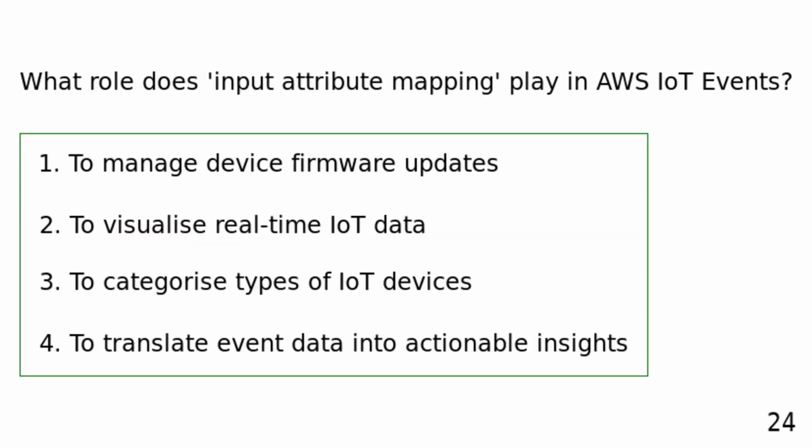What role does input attribute mapping play in AWS IoT Events? To manage device firmware updates. To visualize real-time IoT data. To categorize types of IoT devices. To translate event data into actionable insights.